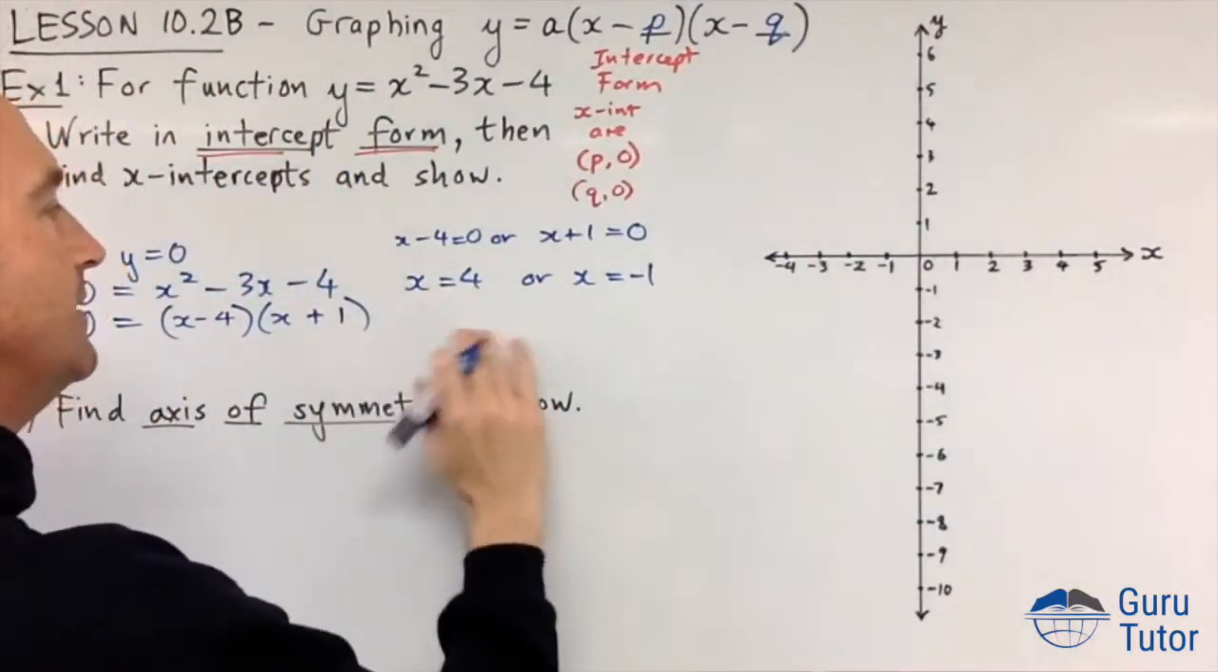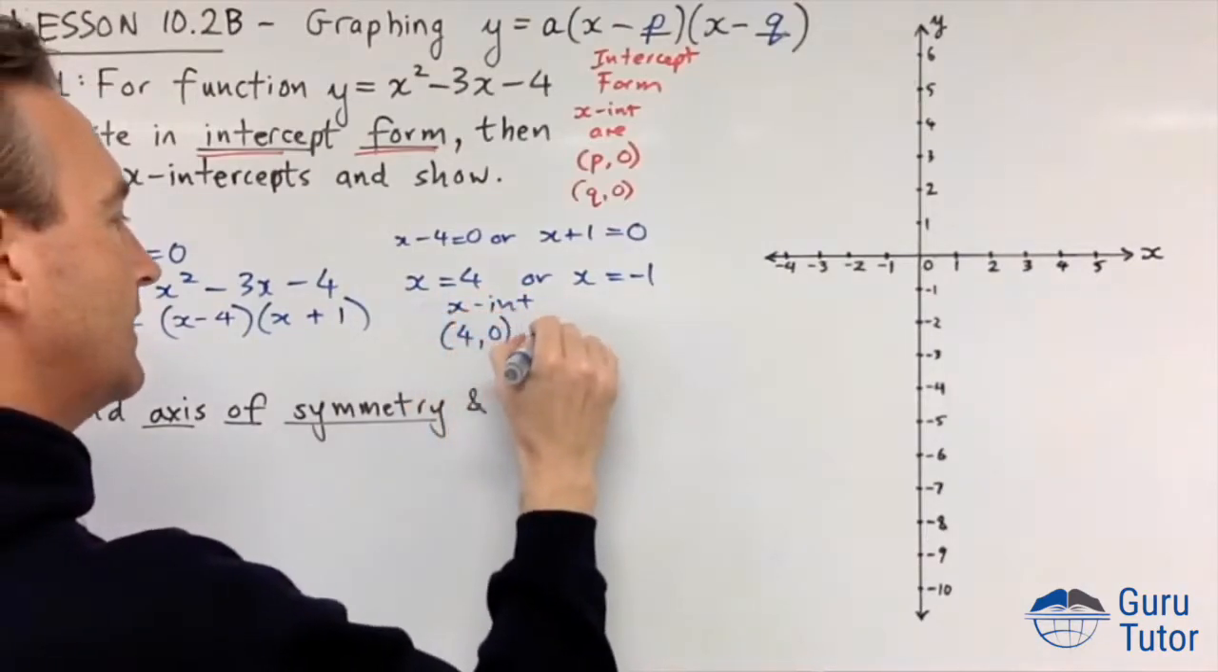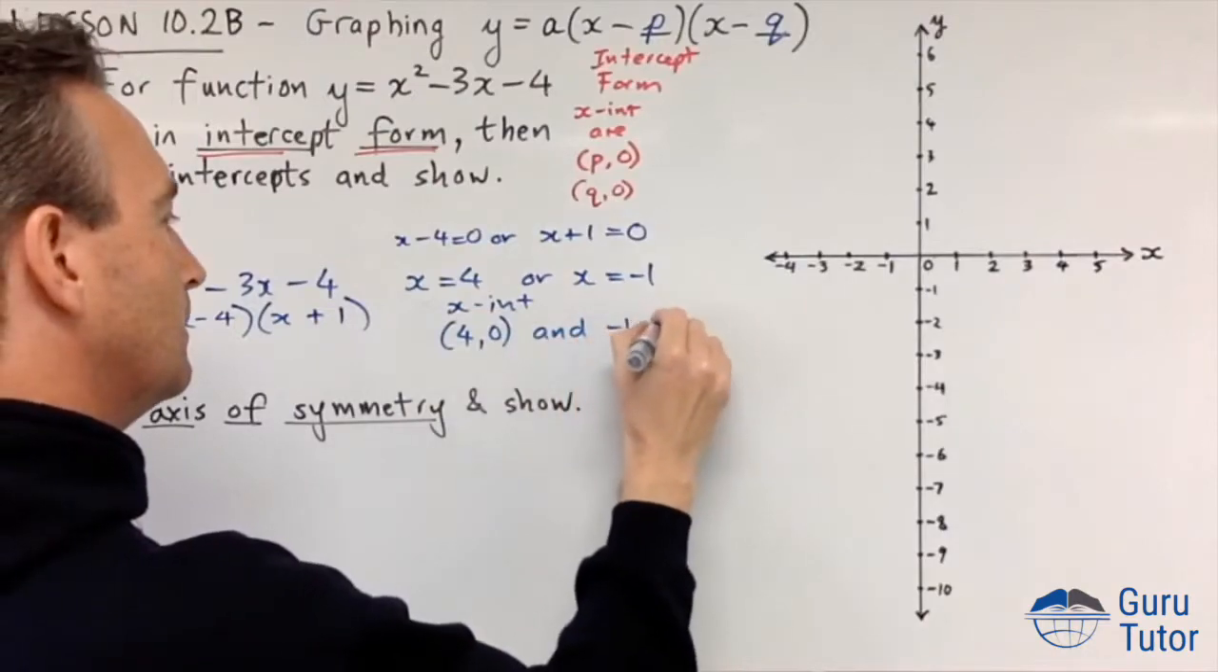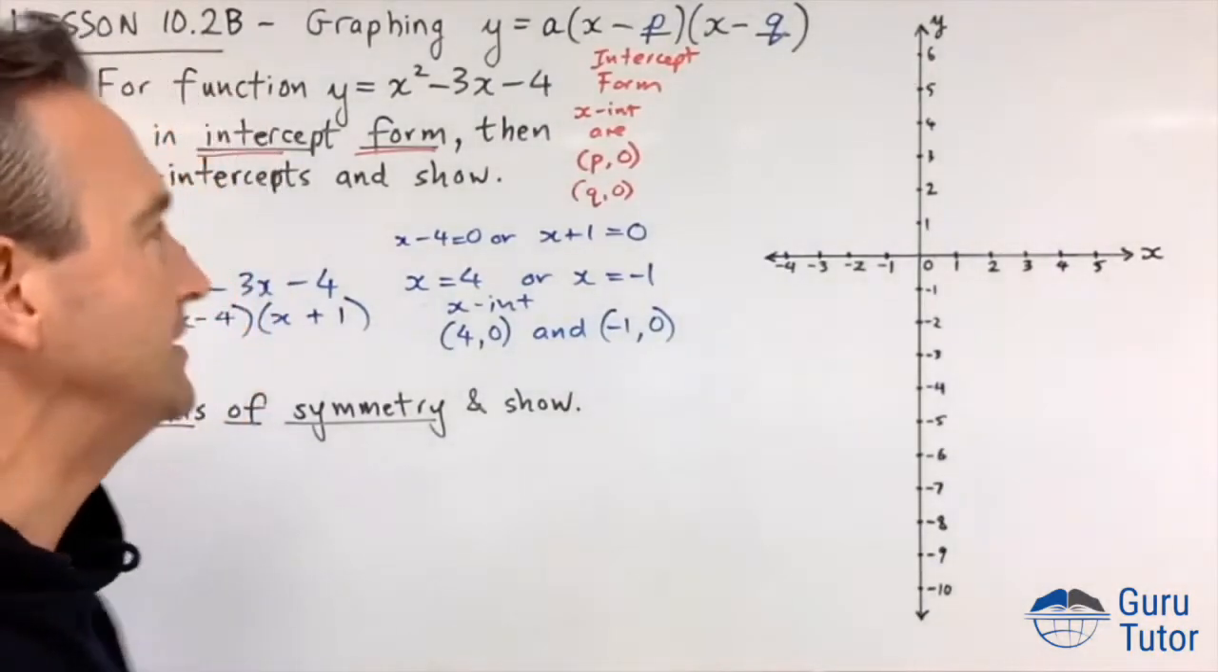So the x-intercepts are 4, 0 and -1, 0. But it said get it into intercept form. We didn't actually do that, okay? I just wanted to explain this very clearly.